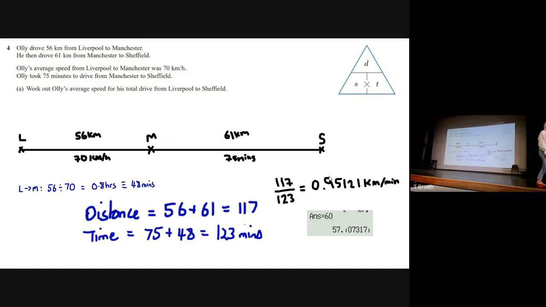If in doubt, three significant figures. So the speed's going to be 57.1 kilometres an hour. Don't forget your units. If it's not already on the answer line, is it on the answer line? Kilometres per hour. Might be.